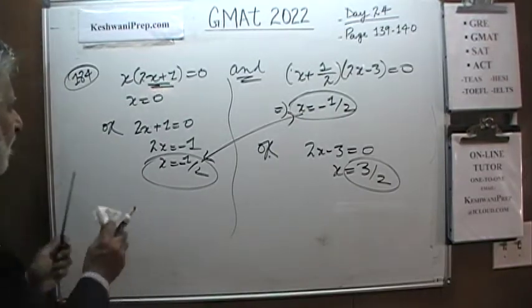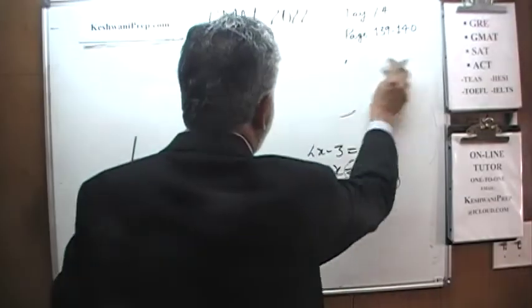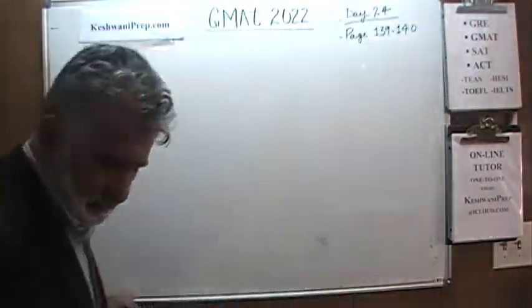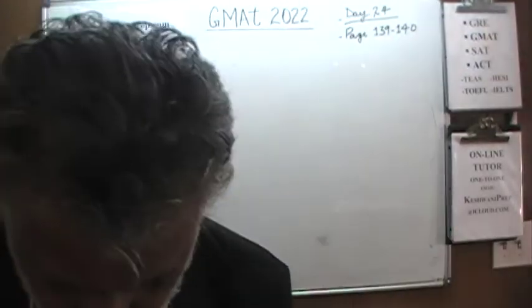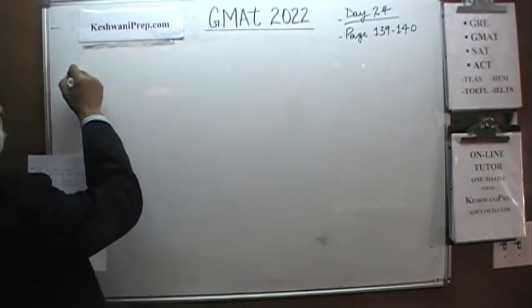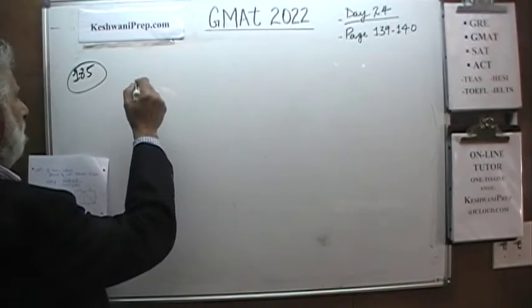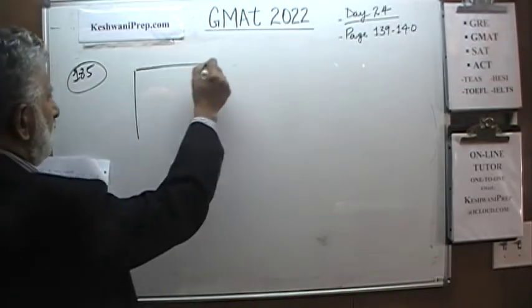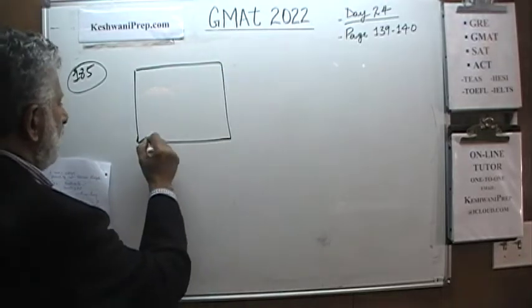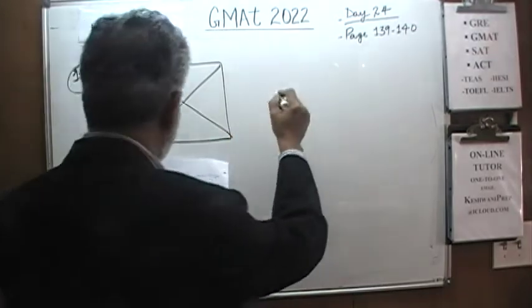Number 185. In number 185, we are given two pictures, a square and a rectangle.